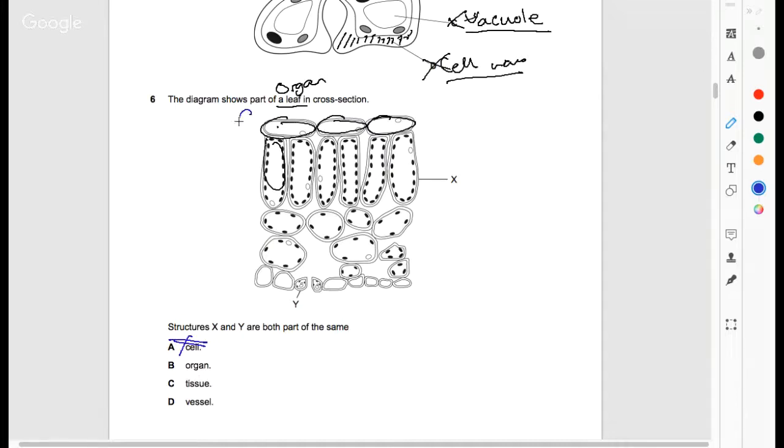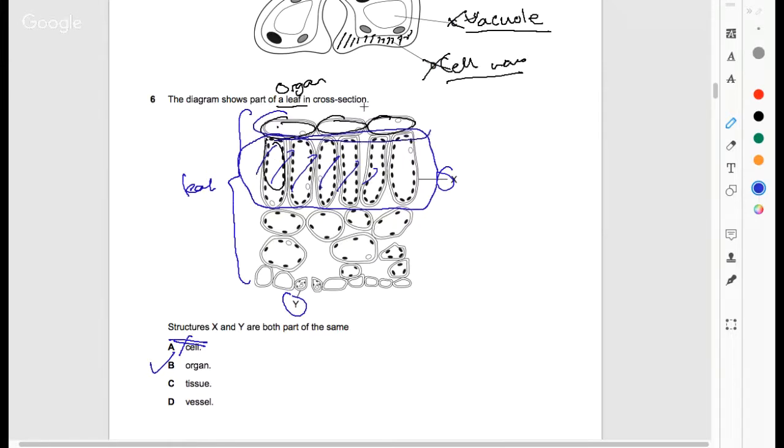This is all one organ. This is all the leaf, all one organ, so they are definitely part of the same organ. So B is correct. And tissue: each of these cell types makes one tissue. All these palisade cells make one tissue. All of the cells on the surface of the leaf that secrete the waxy cuticle make one tissue. All of these spongy mesophyll cells make another tissue, and these pavement cells on the bottom make another tissue. The guard cells are another cell type, so it's not going to be tissue.